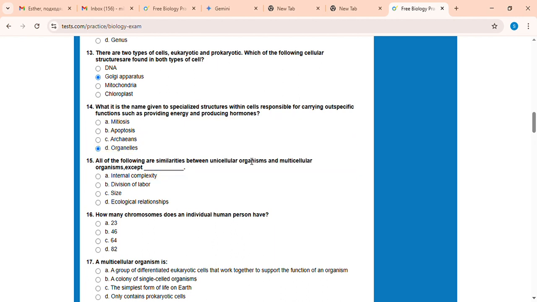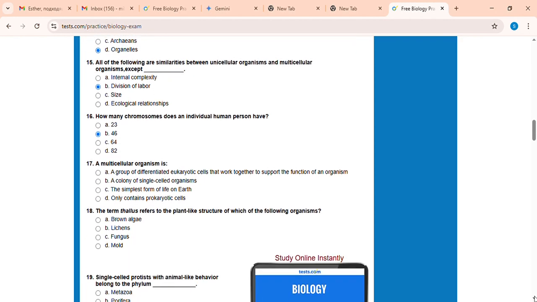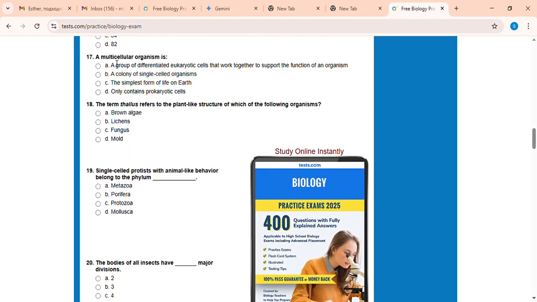All of the following are similarities between unicellular and multicellular. Their size, yes, ecology, division of labor. How many chromosomes does an individual have? I have 46. But when I go into fertilization, 23 will go on to pair with another person's 23. A multicellular organism is a group of differentiated cells that work together. Your muscle cells, your nerve cells, all those things are kind of complex. So that's why they are called multicellular.